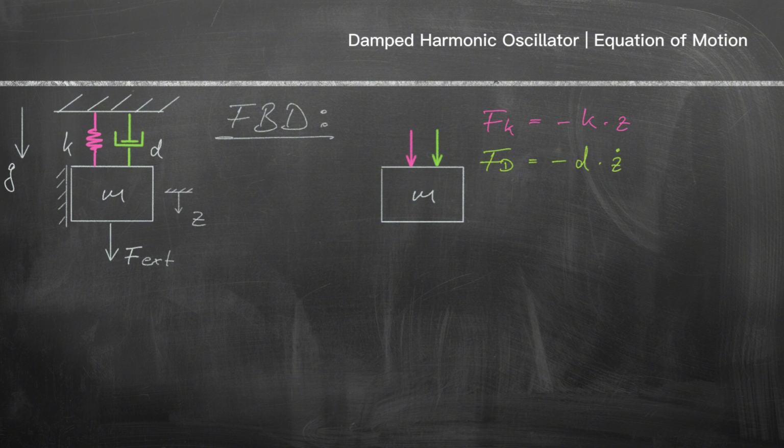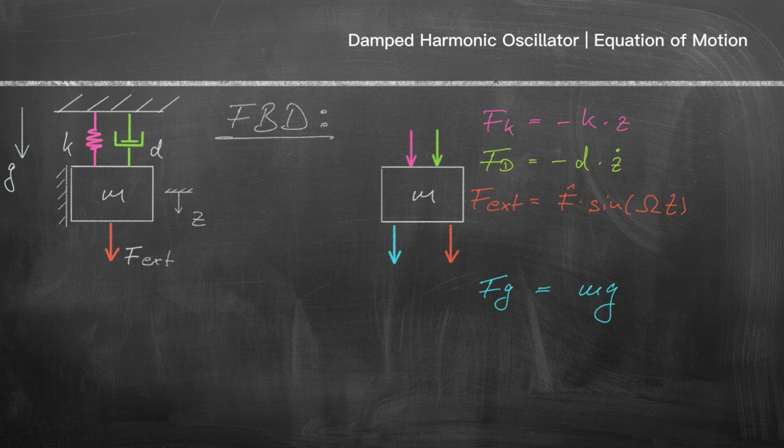Next, we include the external force. In most cases, that's a harmonic force. So the external force is given by F_external equals F hat times the sine of capital omega t. Here, F hat represents the amplitude of the force, and capital omega is the angular excitation frequency. In addition, there is another external force, namely the gravitational force. This force acts constantly downwards and has the value m times g.